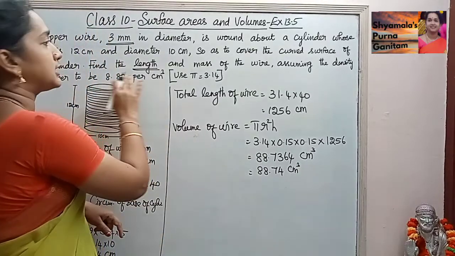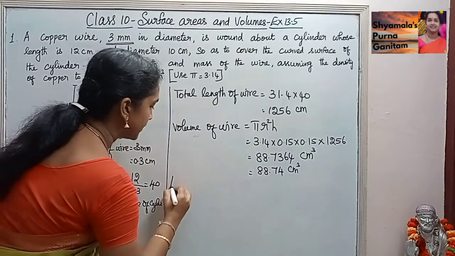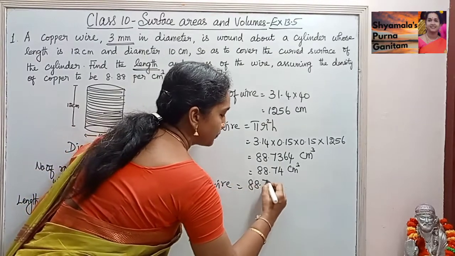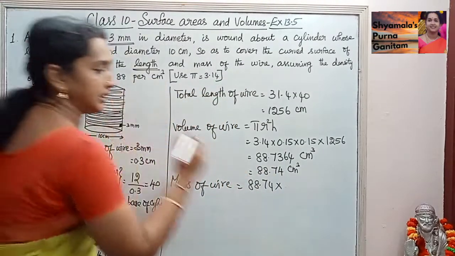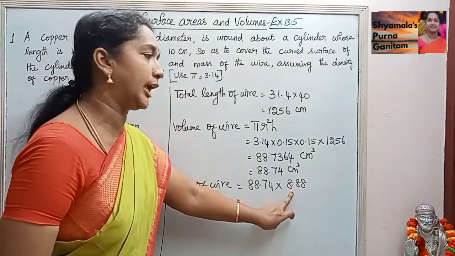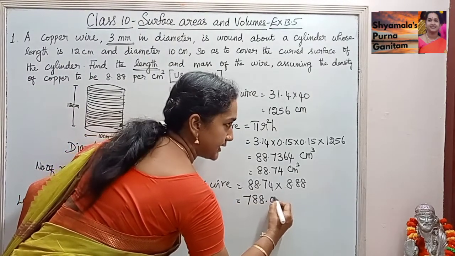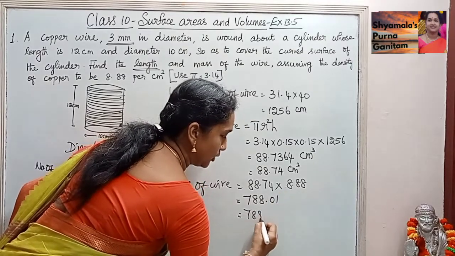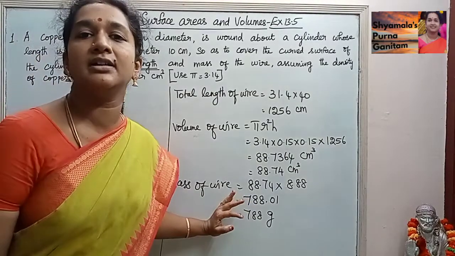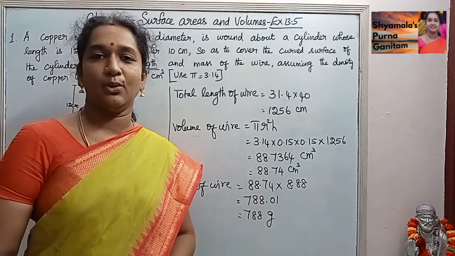Then the mass of the wire is equal to volume into 8.88. When we multiply 88.74 into 8.88, we get 788.01, which we can round off as 788 grams. This is the mass of the wire. So if you understand the question properly, it is very easy. Okay, thank you.